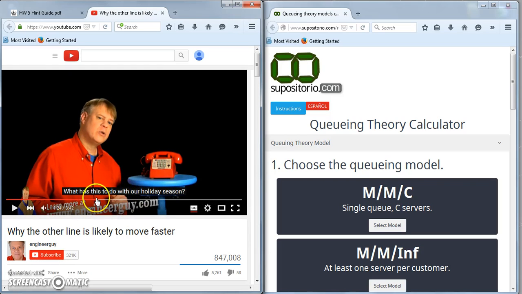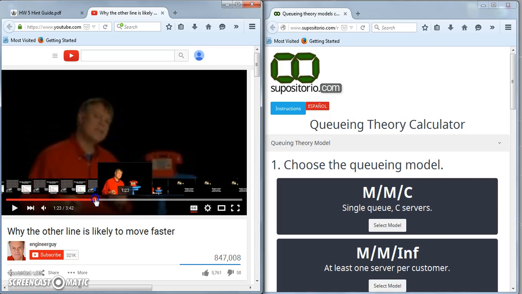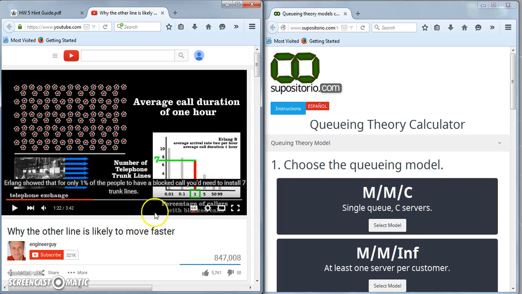Okay, so I'm just going to go back a little bit. Okay, so here's the important information we need. We're given that the average call duration is 1 hour, so you can say there's one customer who spends an hour talking on the phone, and we're also told that the average arrival rate is 2 per hour. So you have 2 customers trying to call during 1 hour, and then we're given that the number of trunk lines is 7. So now I'm going to input this information into our queuing model.